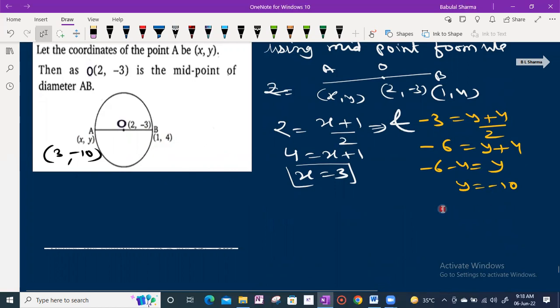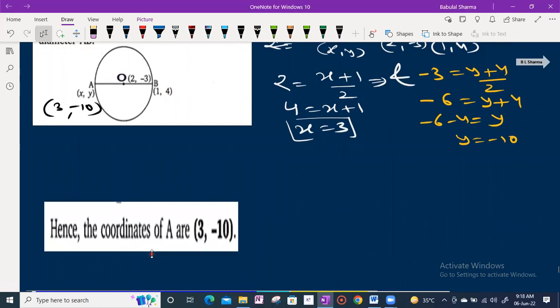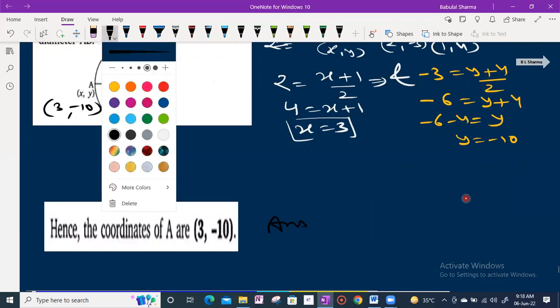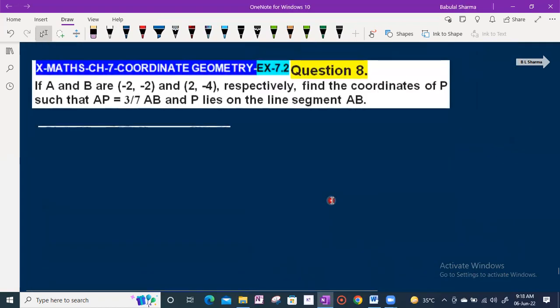So y is equal to -3. So therefore, the coordinates of point A are 3, -10, and this is the answer of this question. And now next question, number 8, that is also on your screen.